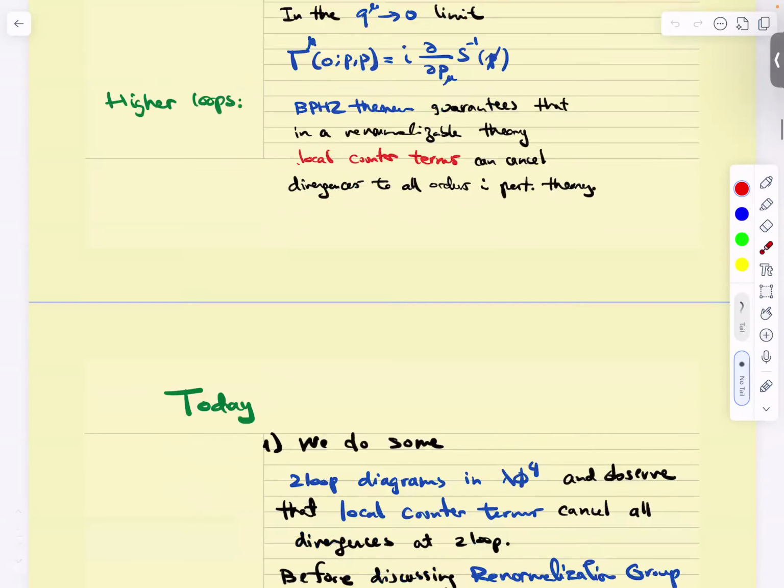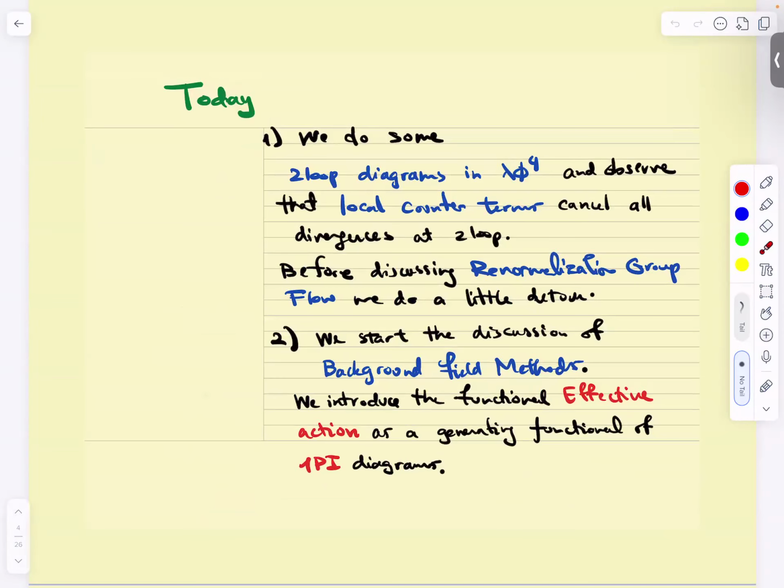So one manifestation of that we're going to see today. We're going to do some two loop diagrams in lambda phi 4 and observe the local counter terms cancel all divergences at two loop. So I'm not going to do all diagrams. It will be a couple of lectures if I did, but we're going to do two sample calculations that have different flavors, right? Certain diagrams we're going to calculate. And this is to be considered as a build-up towards renormalization group flow. That's what we're going to build in the next part of the course. We're going to talk about renormalization group and all the formalism. And this is all a build-up towards that.